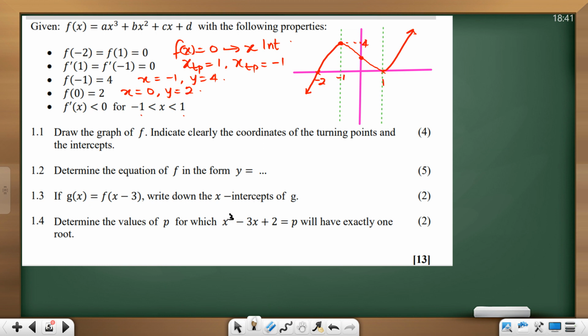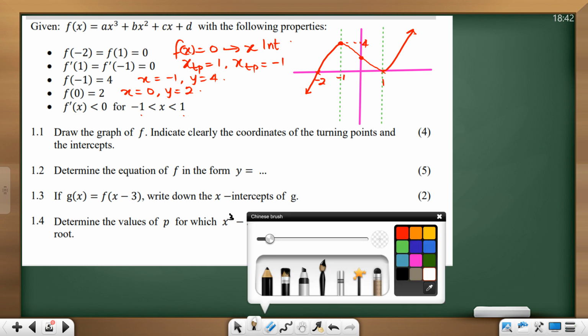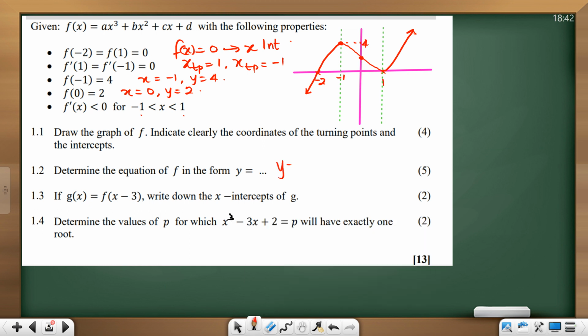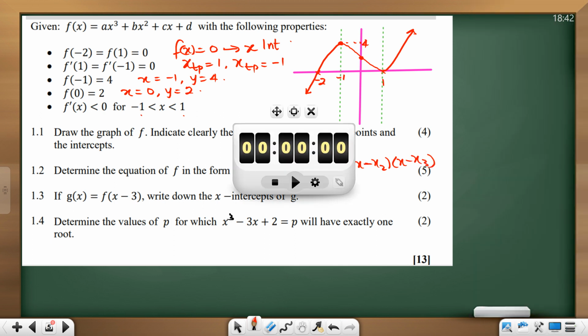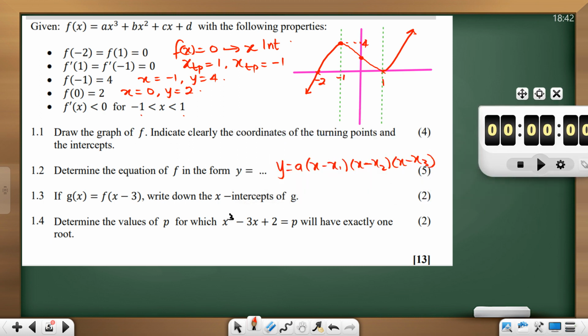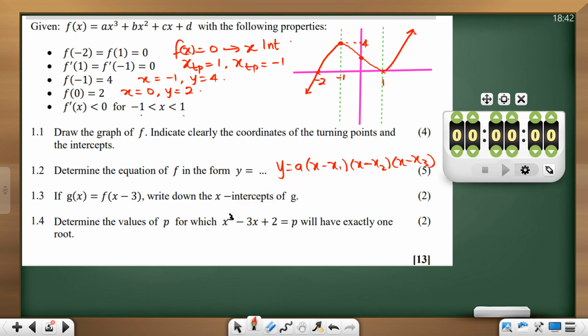Now, determine the equation of f in the form of, please, these 5 marks. Everyone must be able to get it. I'll just give you the format. What is the format? y equals a(x minus x1)(x minus x2)(x minus x3). Guys, you have 3 minutes. Already we have a graph, don't let's waste time. If you can't get it in 3 minutes 30 seconds, it means you don't know it.